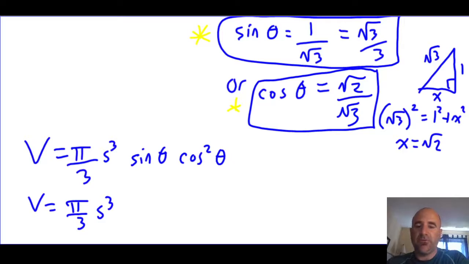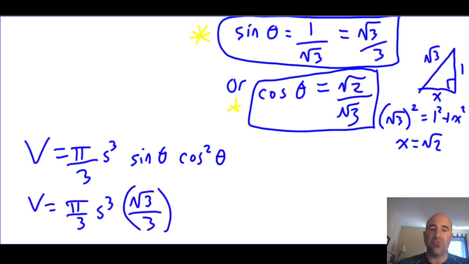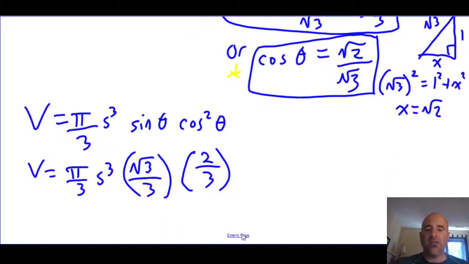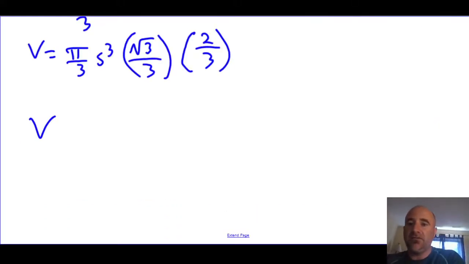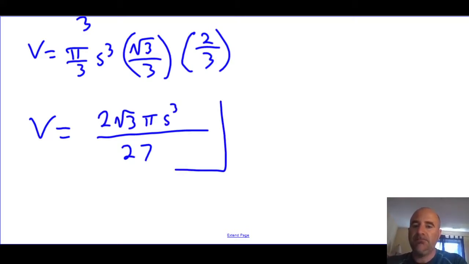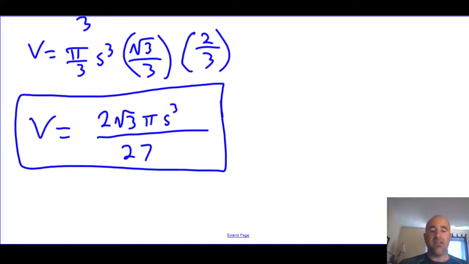So if I just take those values and plug them into this equation, sine theta is root 3 over 3, and cos squared theta. Notice that if cos theta is root 2 over root 3, then the cos squared just eliminates the roots. There's no need to simplify that. I just get 2/3. And I can simplify that and say the volume will be equal to root 3 times 2 over 9, and 3 times 9 is 27. So I get a 27 here, and I get 2 root 3 pi s cubed. And that is my answer.